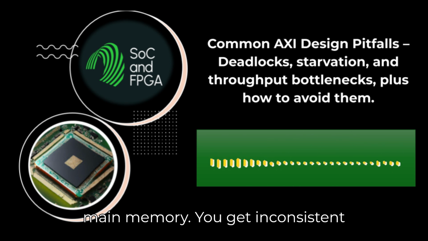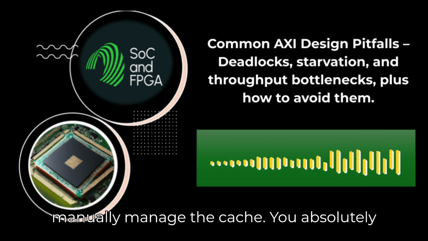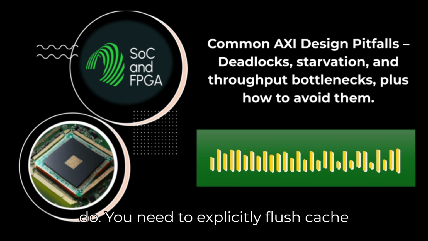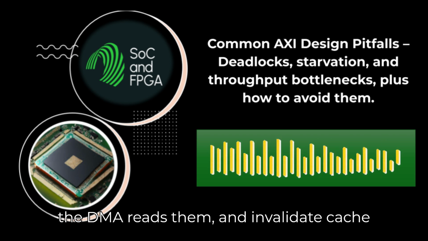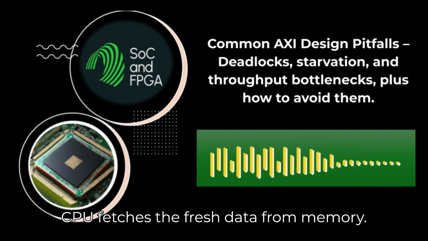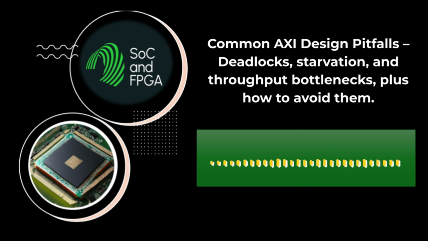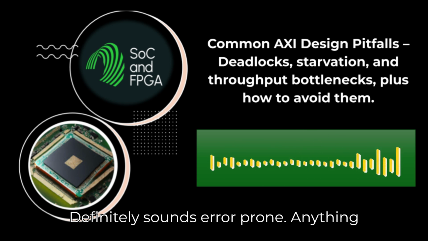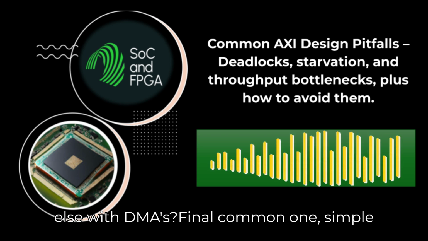You get inconsistent behavior, data corruption. You need to manually manage the cache. You absolutely do. You need to explicitly flush cache lines from the CPU cache to memory before the DMA reads them, and invalidate cache lines after the DMA writes to them so the CPU fetches the fresh data from memory. It's tedious and easy to get wrong. Definitely sounds error-prone. Anything else with DMAs?